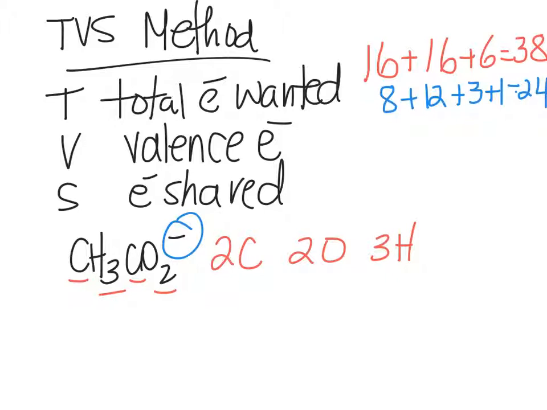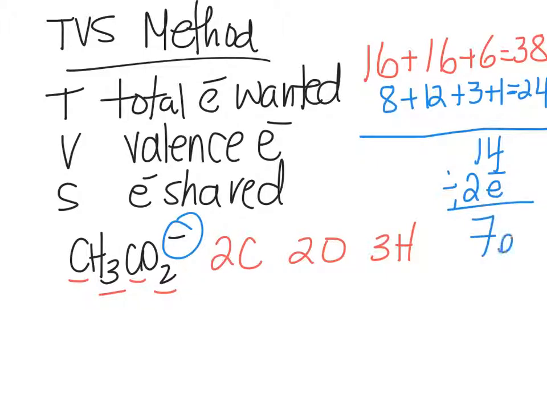So we only have 24 electrons to work with, but we need to make this appear to be like 38 electrons. To figure out the electrons shared, you subtract 24 from 38. So that's 14. This means there are 14 electrons that are shared. If you divide that by 2, because there are 2 electrons per bond, we get the number of bonds. So there are 7 bonds in our structure.